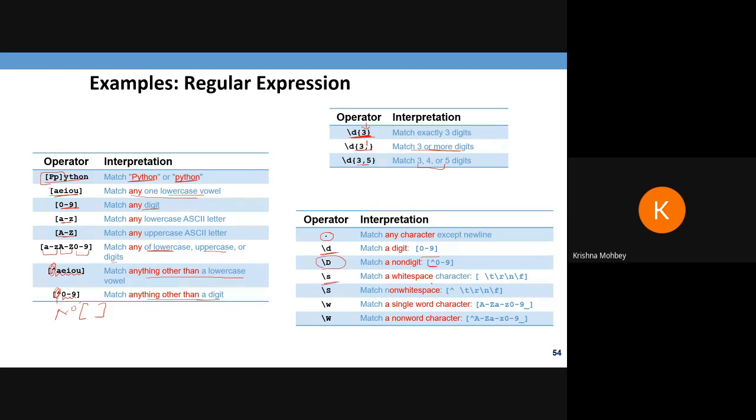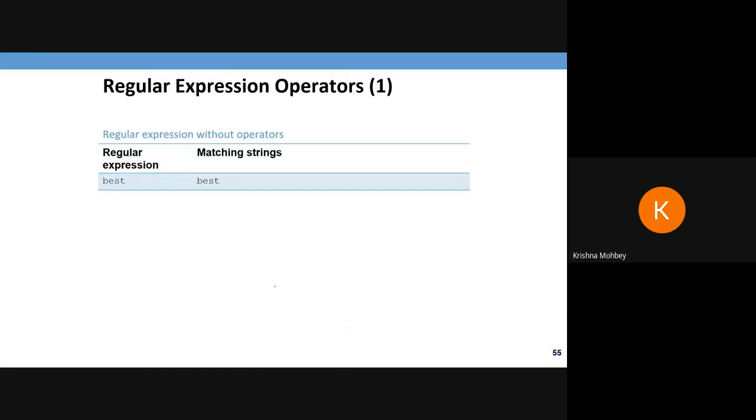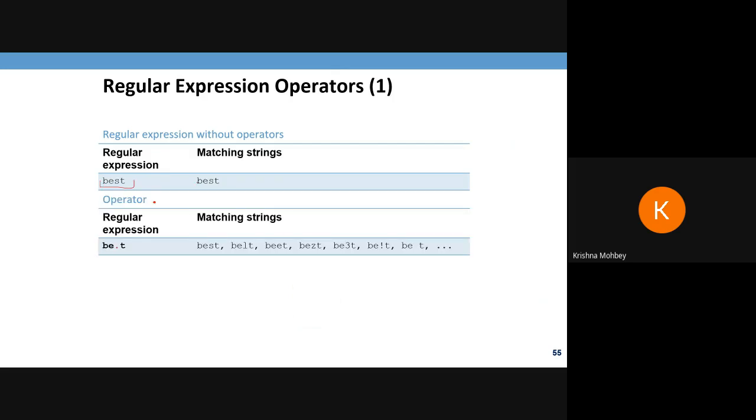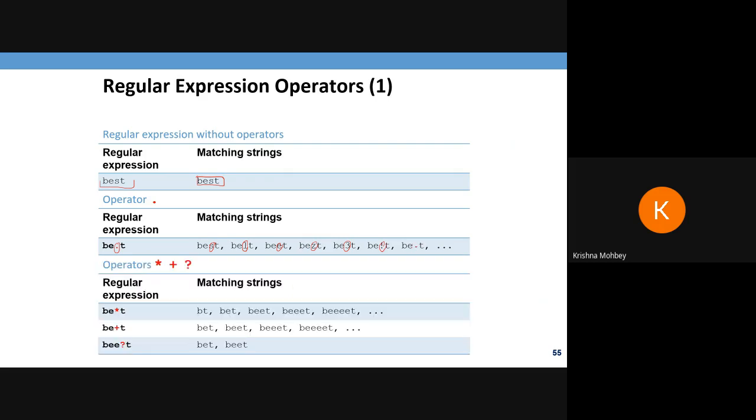Slash s is for white spaces. White spaces means the tab, the newline, and these all things. See some examples here. In the regular expression, if I give bet, it will match the complete word. But if we use the dot here, like be dot t, then in the dot place, as we have seen, it matches a single character. Any single character like S, L, E, or even a space will match.